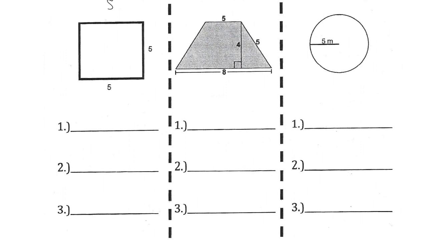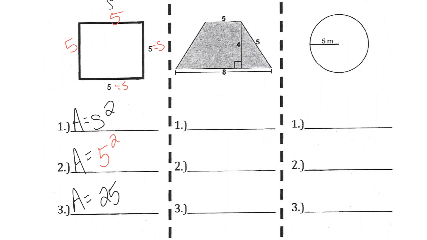Looking at this first one, the square, we said that the formula was area equals side squared. Again, a side is just the outside of our shape. And remember, in a square, all of the sides are the same. So all of the sides are 5, and we're going to plug 5 into the formula. What's 5 squared, or 5 times 5? Our area for this square is 25.